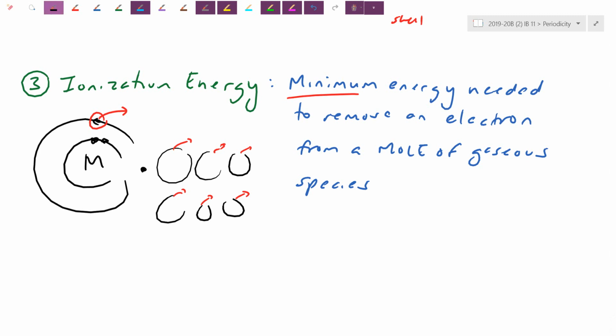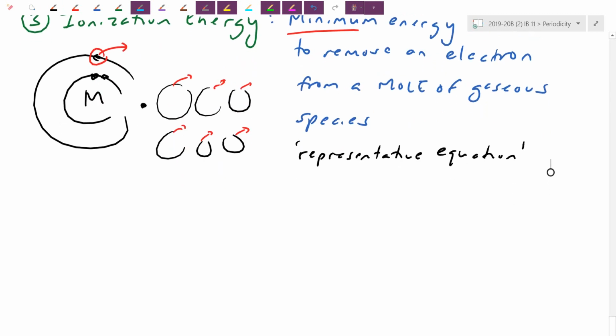The representative equation is another favorite question of theirs on the test. Whenever people see equation, they start thinking, what math and what numbers do I want? When they say representative equation, they just want a balanced equation. So if I were the metal M, I need to emphasize that we're in a gas state.